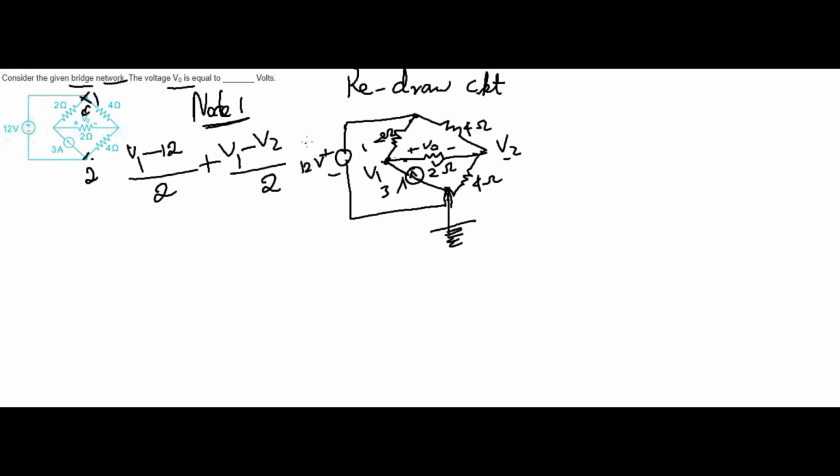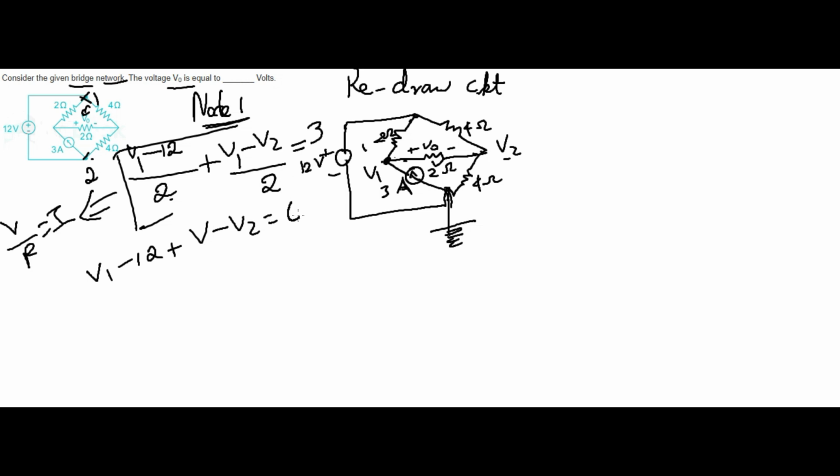So that equals 3, because this one you made in the form of V by R is equal to I. So you have taken V by R is equal to 3. 3 means 3 amps. 3 amps current is accepted because in this one 3 amps is the source. So I can make a simple mathematical calculation. So V1 minus 12 plus V1 minus V2, because the denominator 2 is common, is equal to 2 into 3, which is 6. That's it, right? So 2V1 minus V2 is equal to 18. Okay, and because this 12 goes, it will be good. Okay, you just make this box.